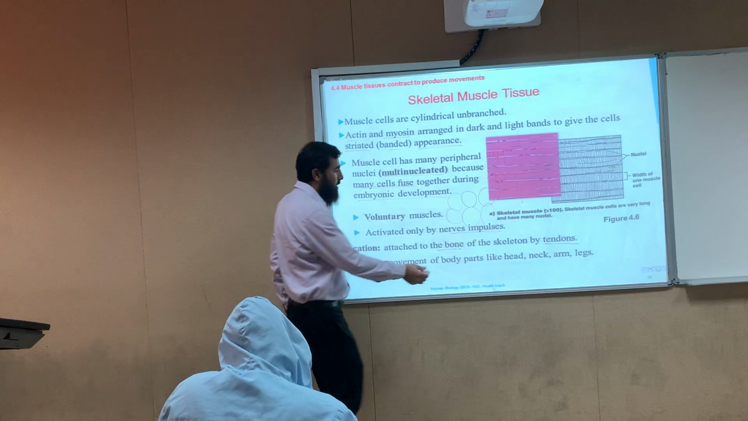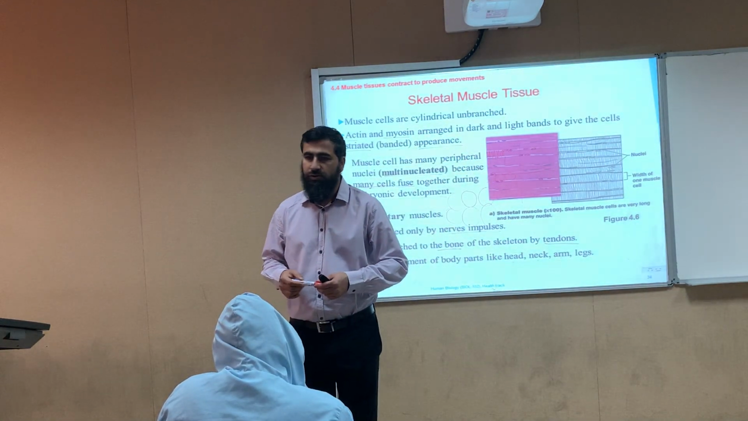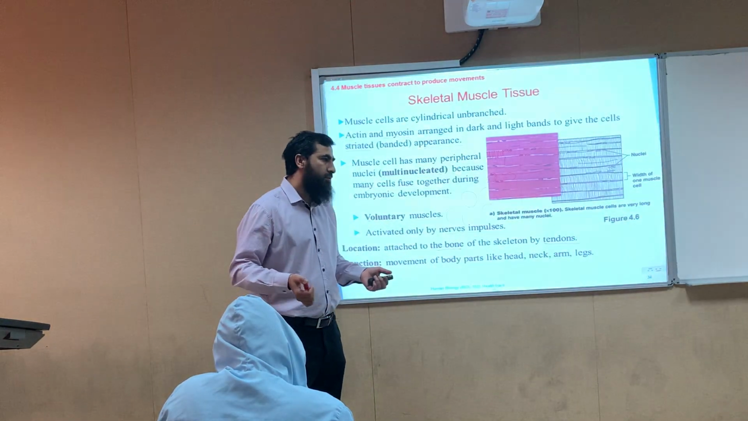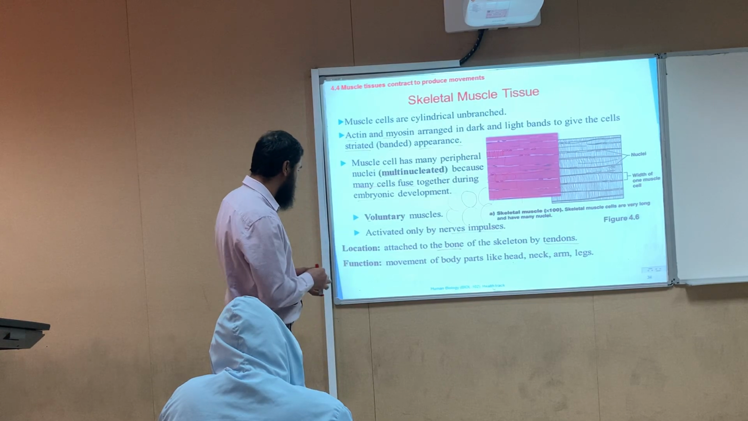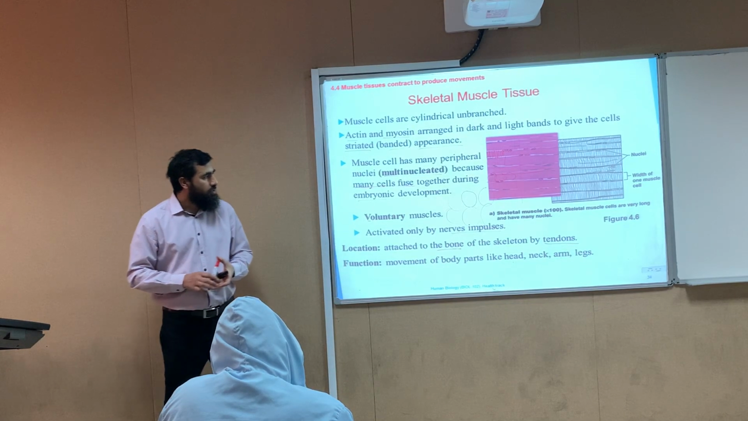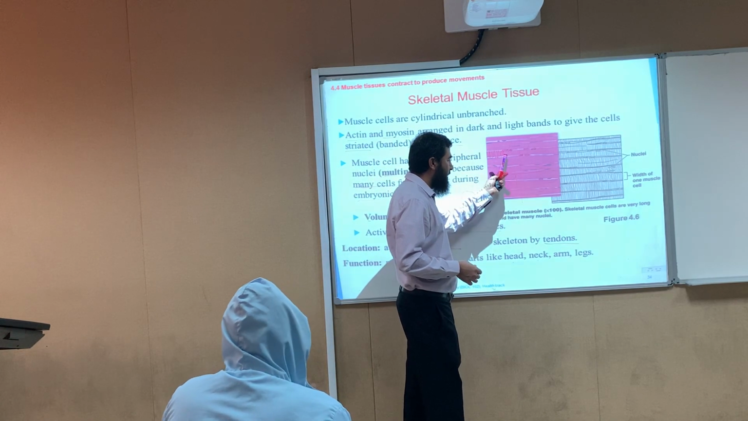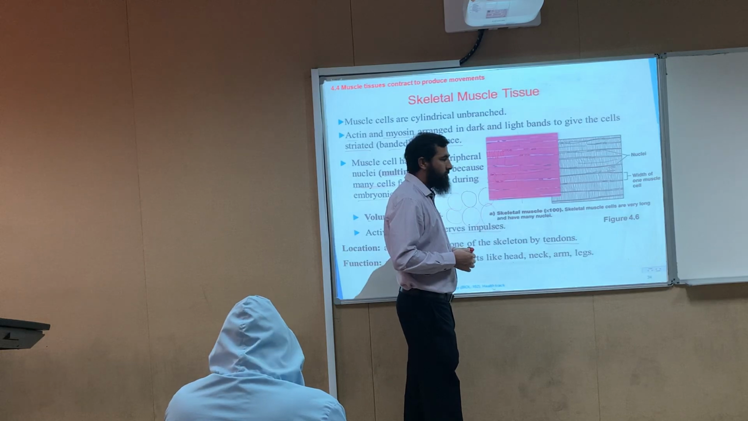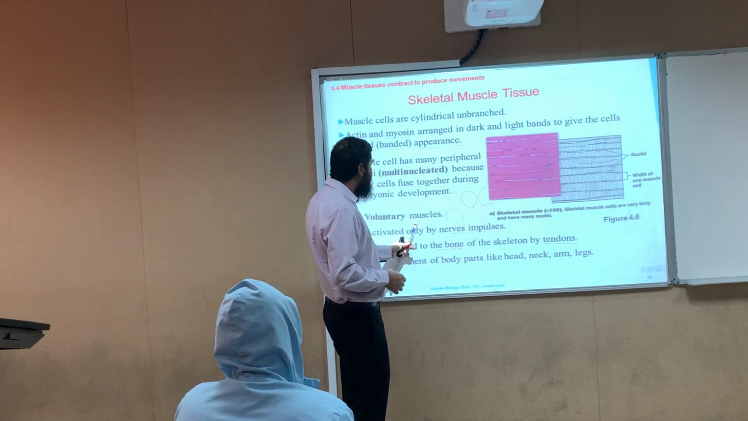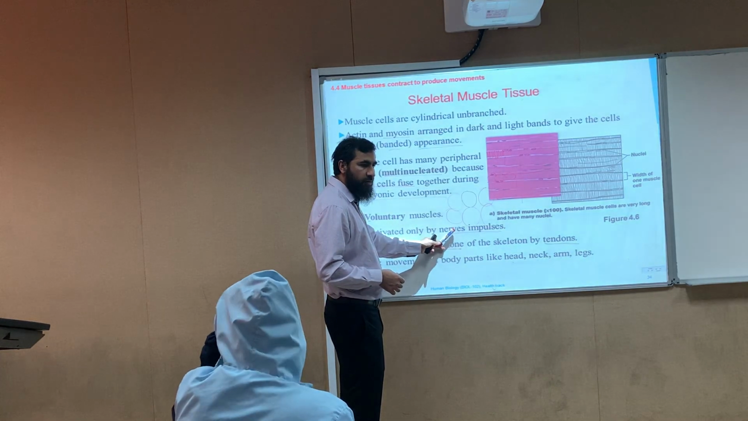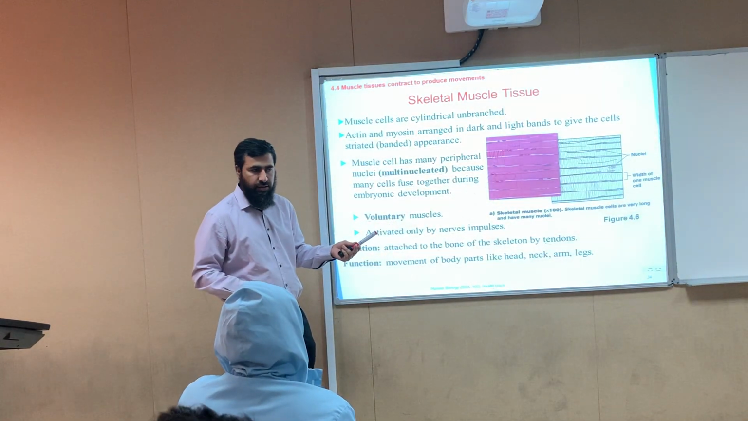So it moves your head, your neck, your arm, your legs, and so on, okay? These parts that you have control over, that you can move, are all attached to skeletal muscle. So the differentiating feature, remember, is the multinucleated cells. They have these actin and myosin fibers that are important for contraction. They're activated by nerve impulses from the brain, and you find them attached to bones via tendons, okay?